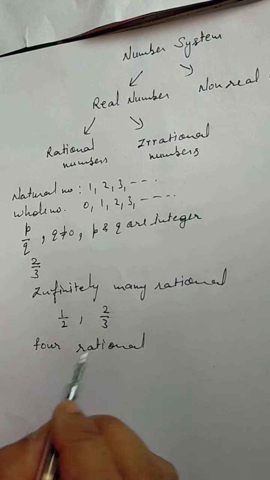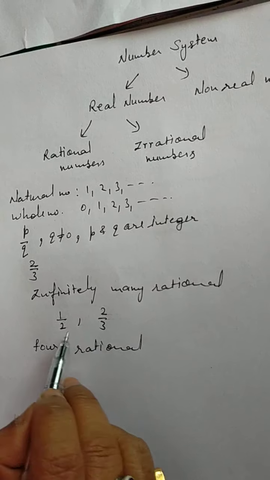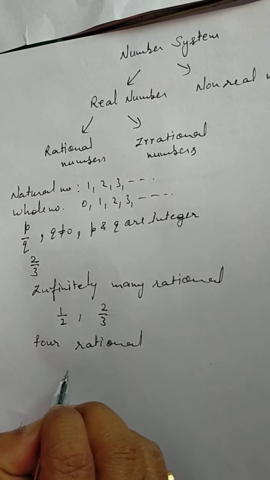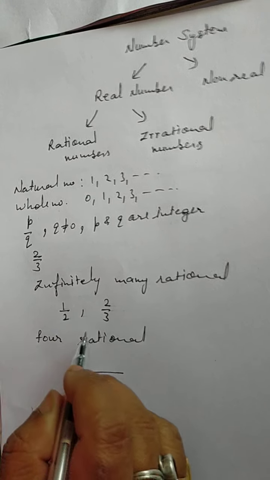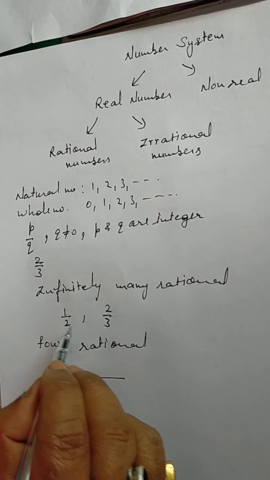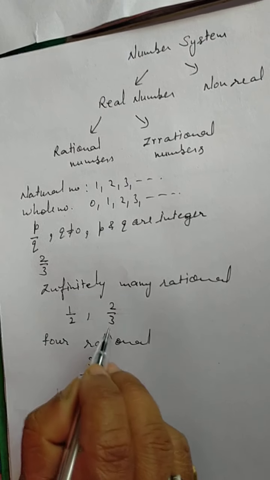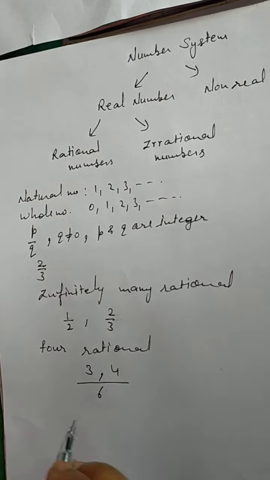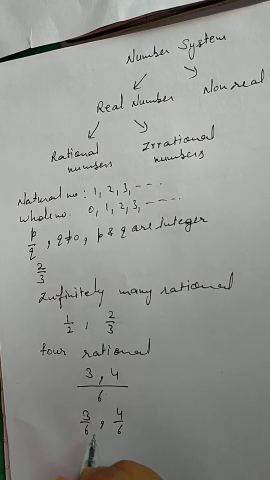Then how will we find them? First of all, we make the denominator the same, by taking their LCM. The LCM of 2 and 3 is 6. 2 threes are 6, so 3 ones are 3. 3 twos are 6, so 2 twos are 4. So it is equal to 3 by 6 and 4 by 6.